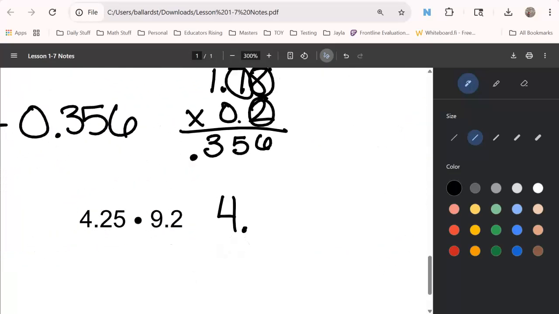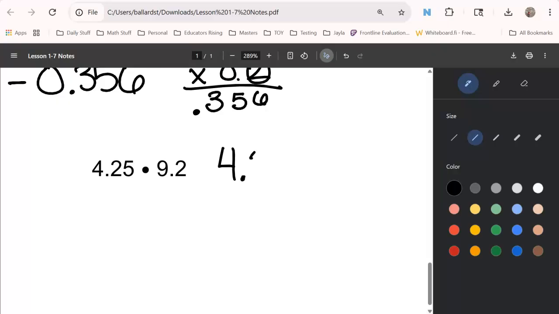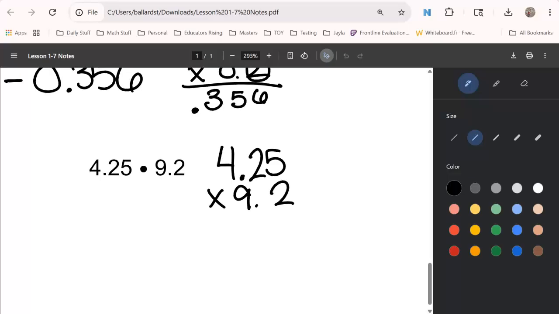Okay, so 4.25 times 9.2. I would put 4.25 at the top because it just makes less work for you if you put the number that has the most digits at the top. So we're going to multiply everything by 2 first. So 2 times 5 is 10. Carry your 1. 2 times 2 is 4, plus 1 more is 5. 2 times 4 is 8.